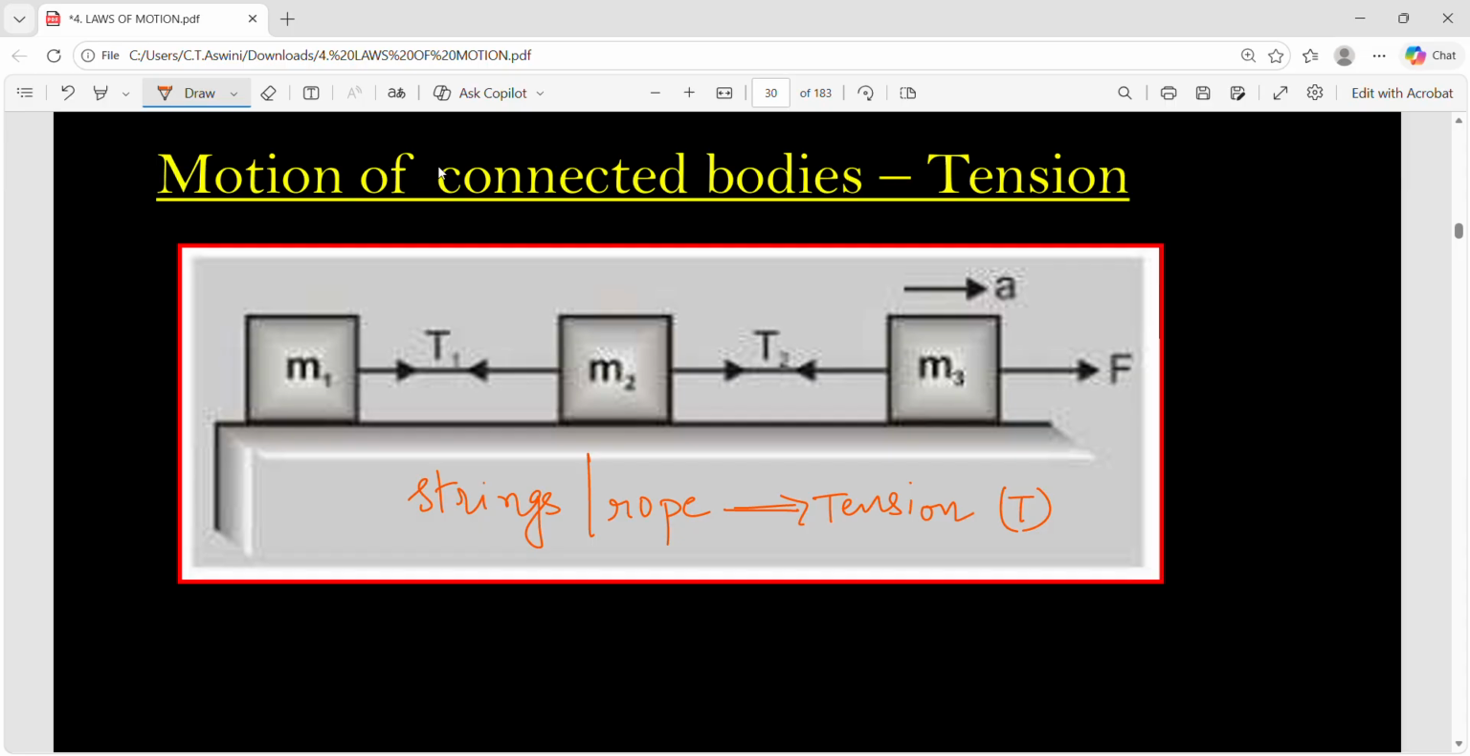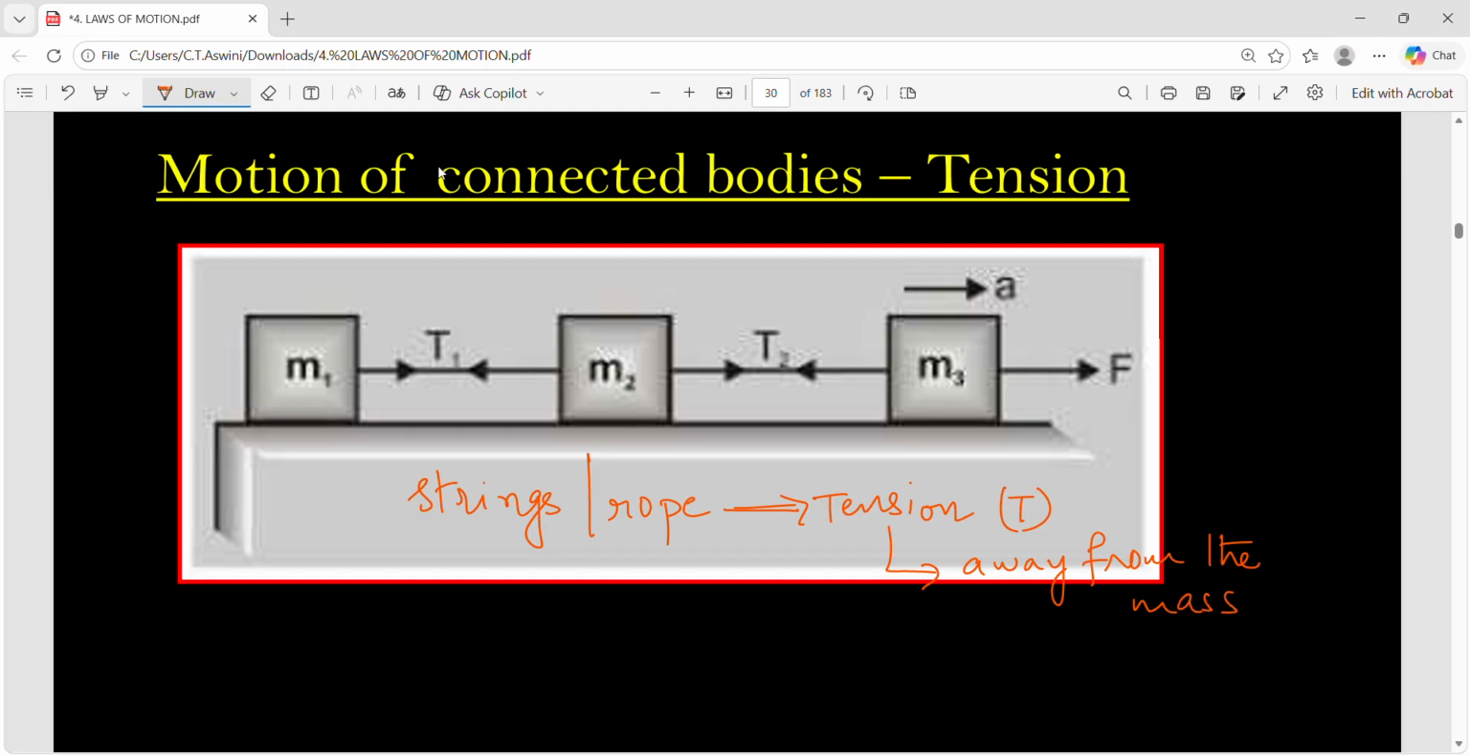If bodies are directly connected, we consider normal force. If it is a string or rope, we consider tension force. And what is the direction of tension force? It will be away from the mass. The direction of tension force will be away from the mass.